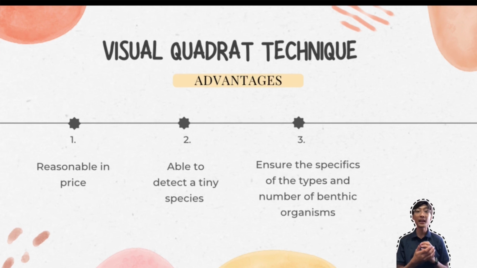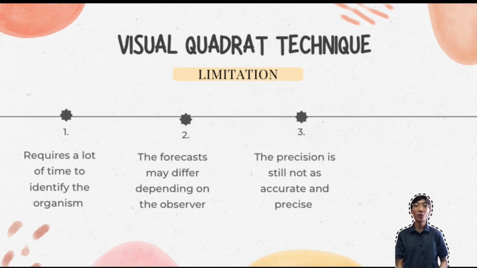The advantages are it is reasonable in price and able to not miss tiny, obscure and hidden species while sampling small quadrats. One of the limitations of this technique is it requires a lot of time to identify the organism, and the forecast may also differ depending on the observer. It is recommended to have standard training for all of the observers.